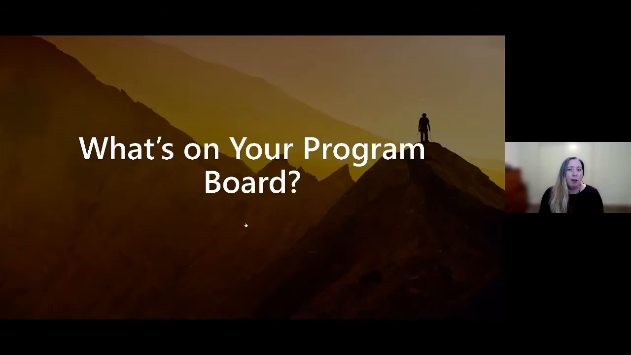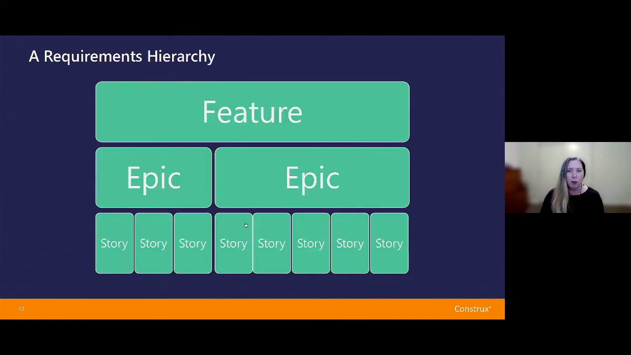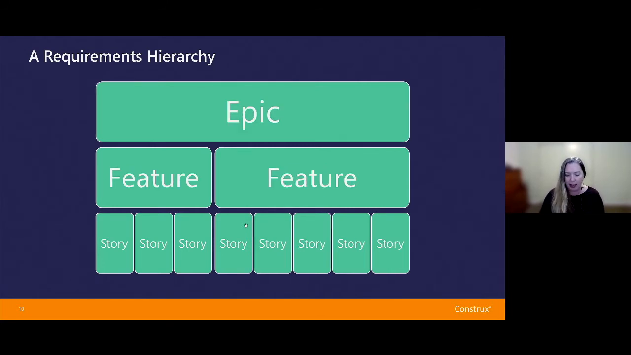So what's on a program Kanban board? Well, first, it's going to vary a little bit depending on how you've structured your requirements hierarchy. What's the biggest thing you deliver and the smallest thing you work on? Sometimes this will come from the tools. So one example that is pretty common in Jira, if you have the feature plugin, is that your hierarchy will be features is the largest thing, then epics underneath that, and then stories underneath that.